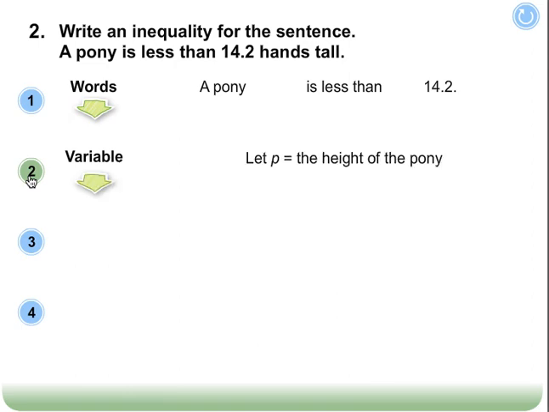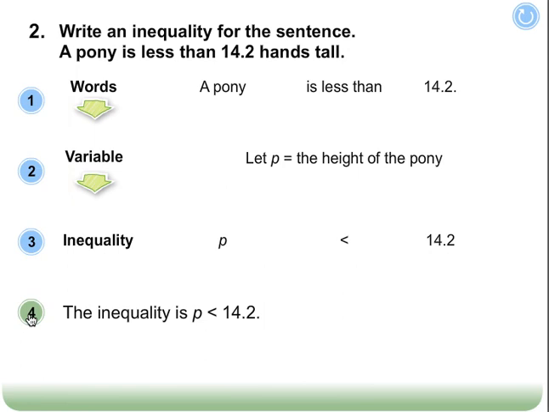So we're going to let P stand for the height of the pony. Our inequality: P is less than 14.2. The inequality is P is less than 14.2. You see how we smushed it together to make it look like it's all together?